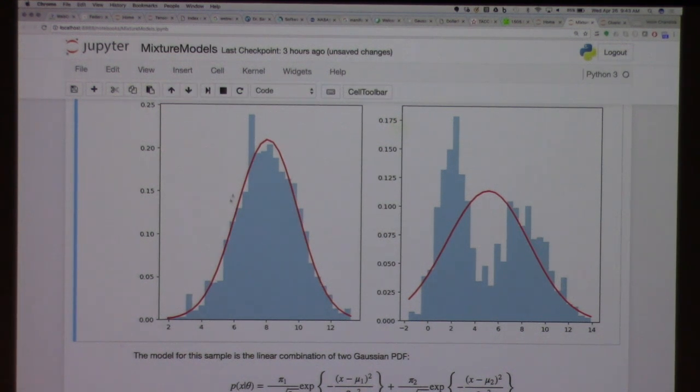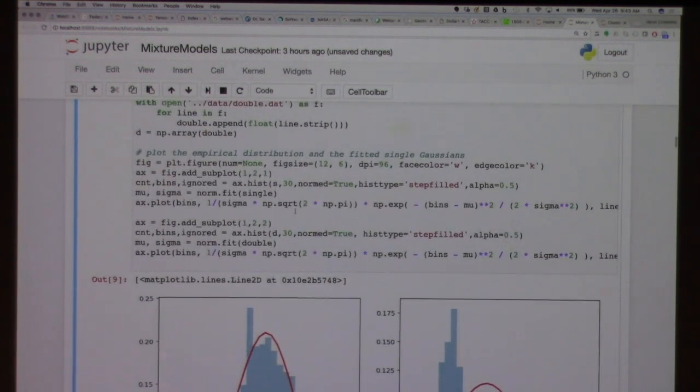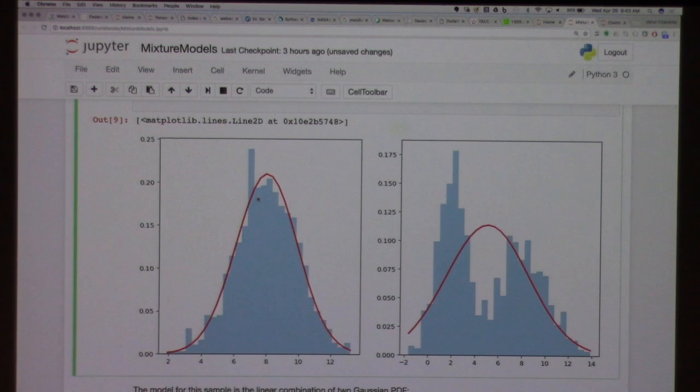If I fit a Gaussian, it does a very good job, right? It learns that this is the mean. So this red line is basically the PDF that I have plotted from the Gaussian that I have estimated. If you look at the code here, all I'm doing is fitting it. So I'm getting a mu and sigma from this data set. It does a very good job because the data was coming from a Gaussian.